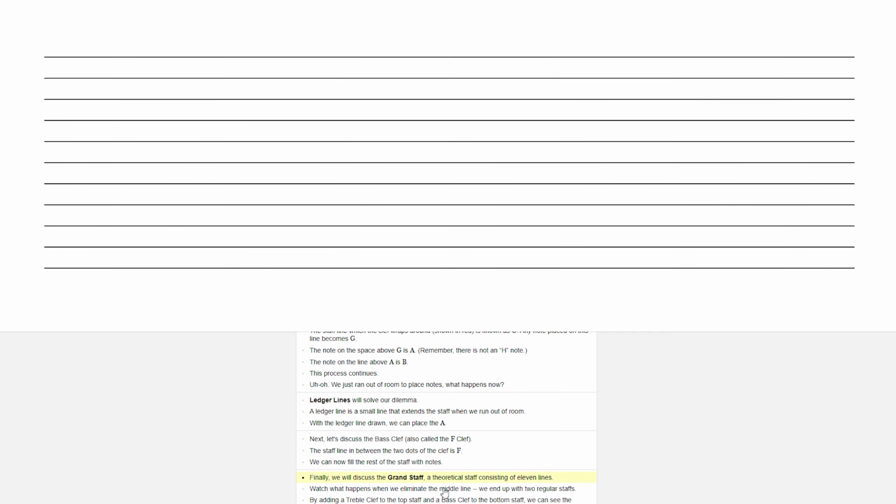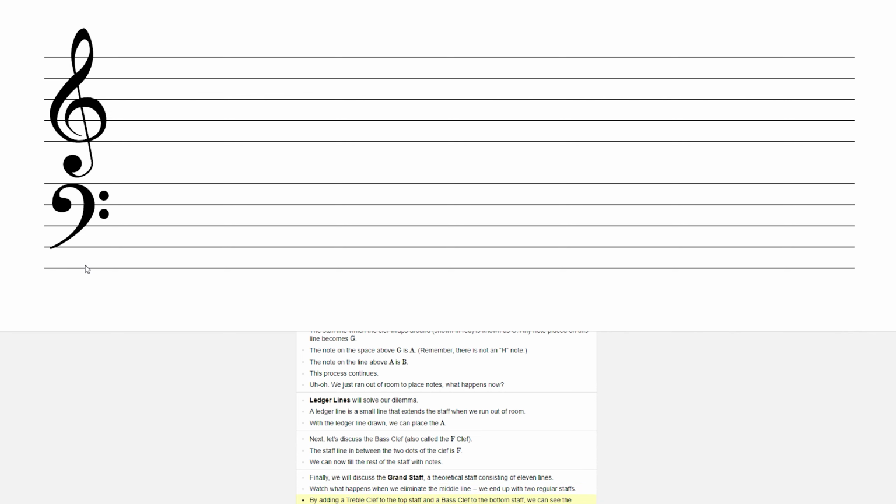Finally, let's talk about the grand staff, a theoretical staff consisting of 11 lines. But watch what happens when I remove that middle line. You see here, we have 5 lines on top and 5 lines on the bottom. 5 lines and 4 spaces is a staff. By adding a treble clef to the top staff and a bass clef to the bottom staff, we can see the relationship between the 2 staffs. The treble is on top and the bass is on bottom.